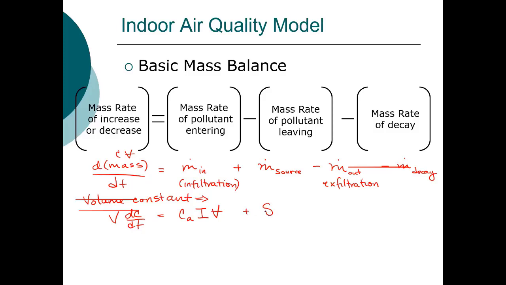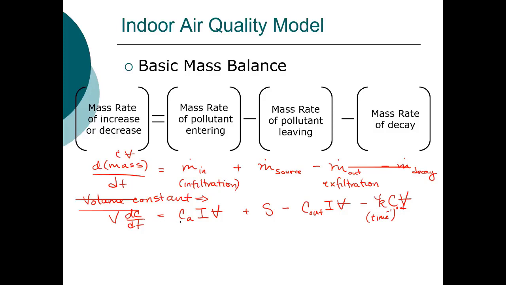Typically, we'll use just a capital S for the source term, minus C out I V, minus, and if we have a first order expression, we can write this mass rate of decay as the rate constant K, which has units of inverse time, times the concentration out, times the volume.